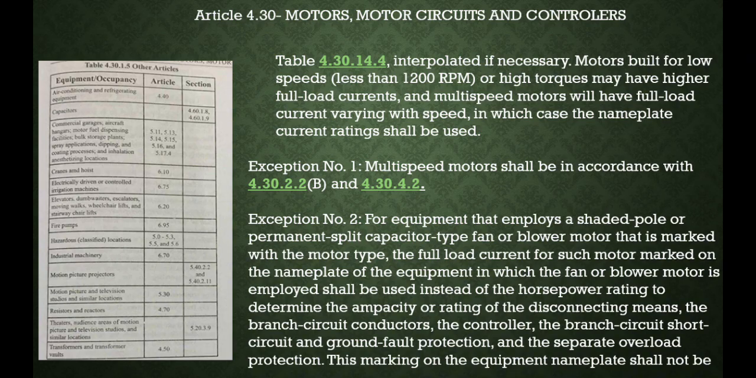Article 4.30 focuses on motors, motor circuits, and controllers. Table 4.30.14.4 is used for motors with low speeds or high torques where nameplate current ratings should be used, and this exception highlights specific equipment like shaded pole fans. The full load current on the equipment's nameplate should be used instead of horsepower for calculations.